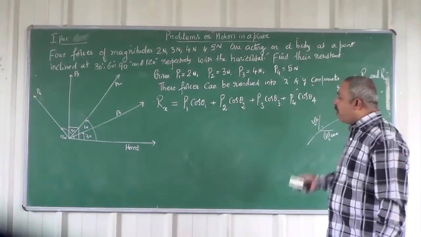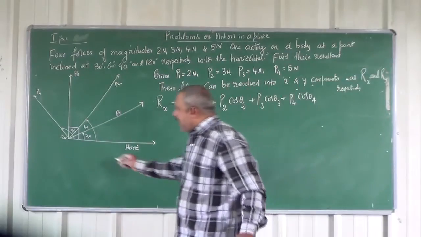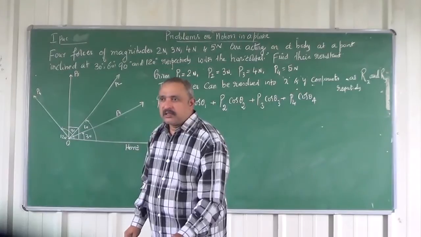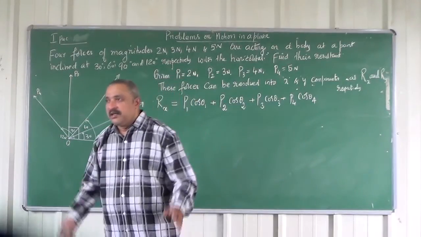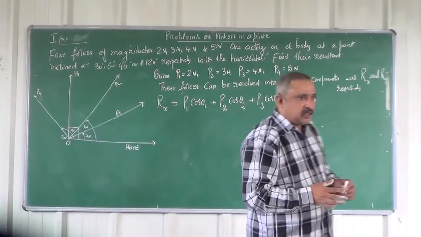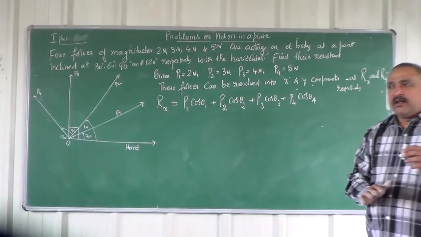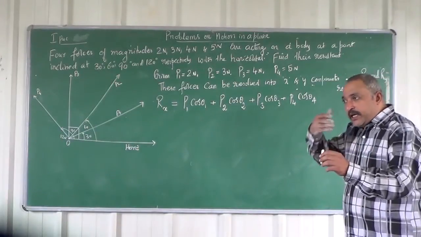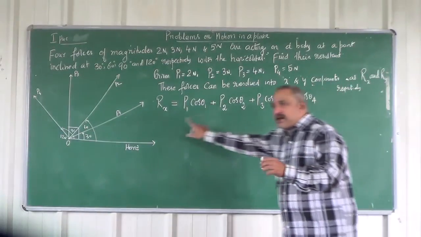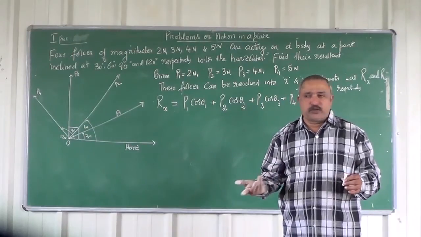This is the sum of all the x components of the forces acting at the point O. Did you understand this? How many forces are acting at point O? Four forces. So these forces have to be resolved into x components and y components. Now what is the total of all these x components? I have denoted it as Rx. And Rx is given by P1 cos theta 1, P2 cos theta 2, and so on.